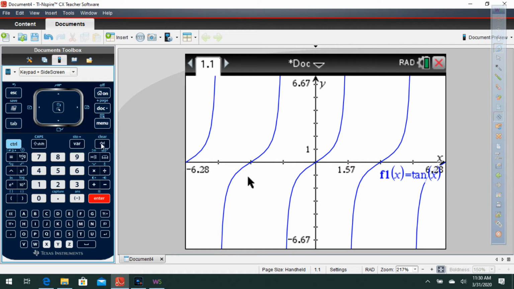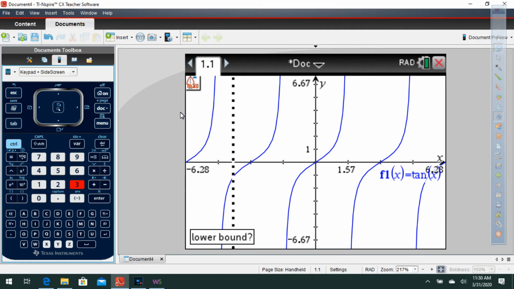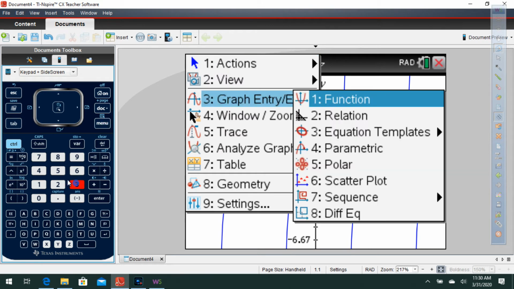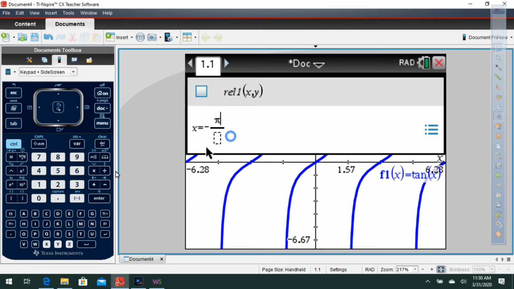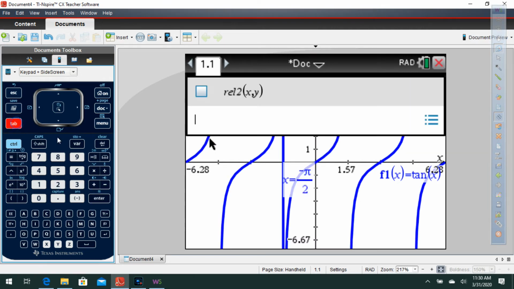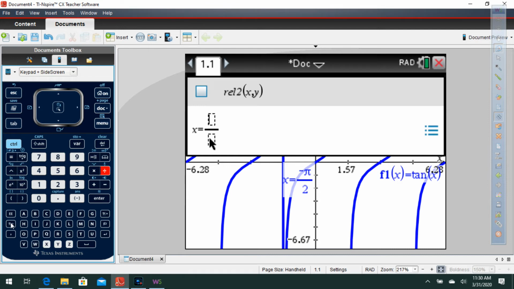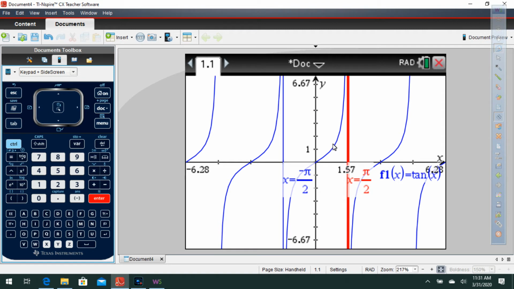I'm going to just go ahead and draw it so you can see it. Menu 3, 2, and I'm going to put x equals negative, control, divide, pi over 2, and that gives you the 1, and then we'll get the other one, tab, and we got x equals pi over 2. You don't really have to do these. I'm just doing it so you can see. All right, and there is one period right there. See how it's at 0, 0?